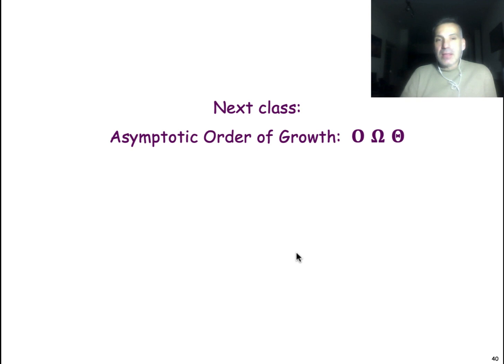In the next class, I will introduce you to some notation, the big O, big omega, and big theta notation. These are very useful mathematical tools to argue about the running time of algorithms. They allow you to focus on the asymptotic running time of the algorithm as the input size becomes very large, without having to worry about insignificant constants or terms that are not the dominant terms in the running time.